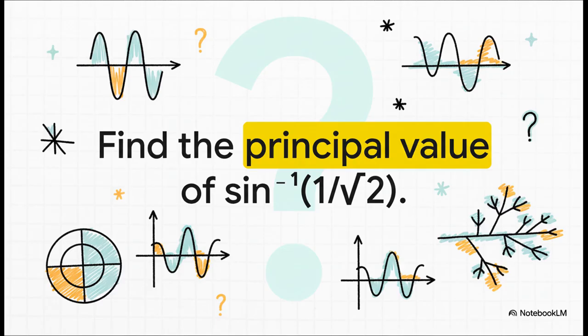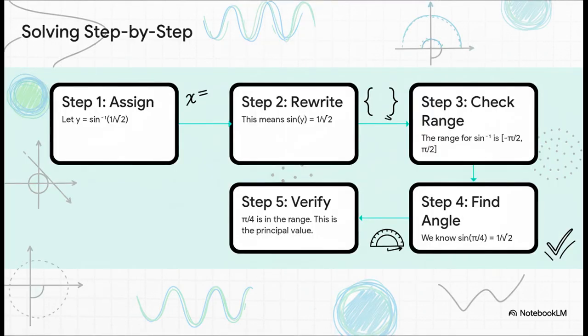Okay, here we go. Our first question, this one is straight from your NCERT textbook. It's example 1. Find the principal value of sine inverse of 1 by root 2. Now, don't panic. We just follow the steps. Okay, step 1. Let's just say y is equal to sine inverse of 1 by root 2. Simple.